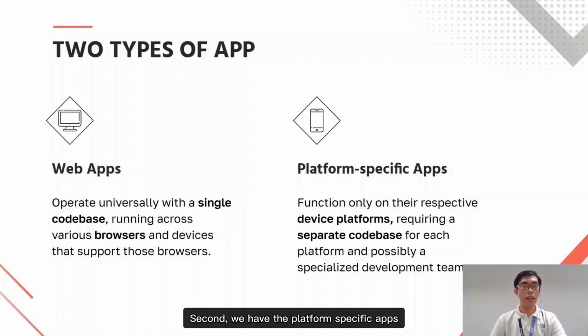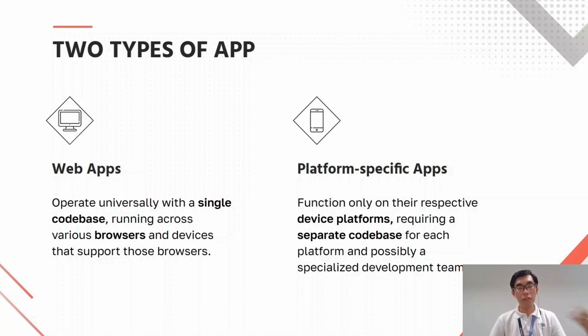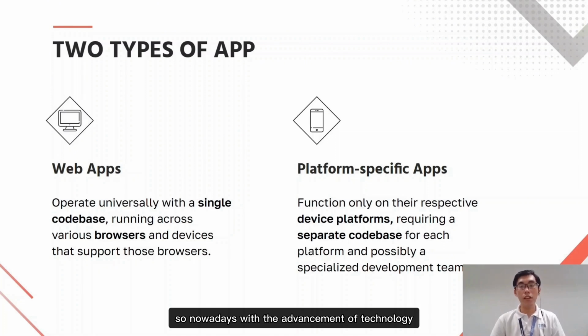And second, we have the platform-specific apps. With platform-specific apps, for each platform we want to deploy our apps on, we will have to follow that platform's process and requirements. So the process of developing native apps can be much more time-consuming. Nowadays, with the advancement of technology, more and more modern devices are introduced. So platform-specific apps have new, advanced features that only native apps can perform, but web apps cannot. So this may create a gap between web apps and native apps.